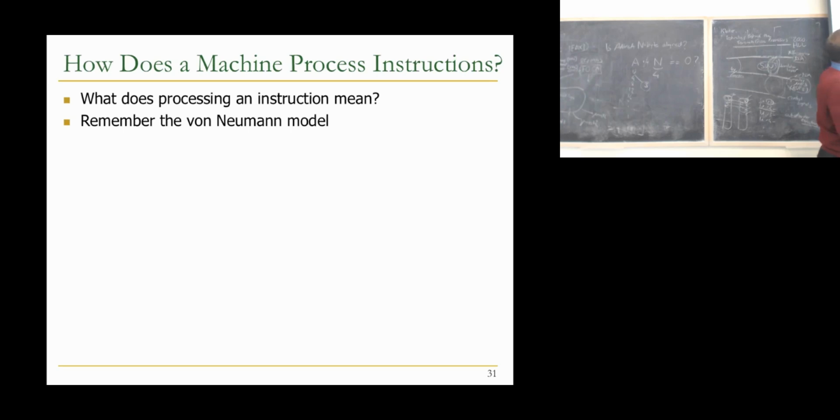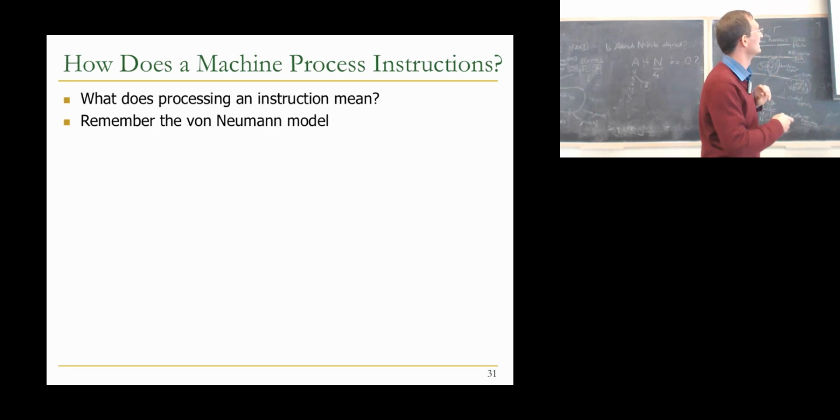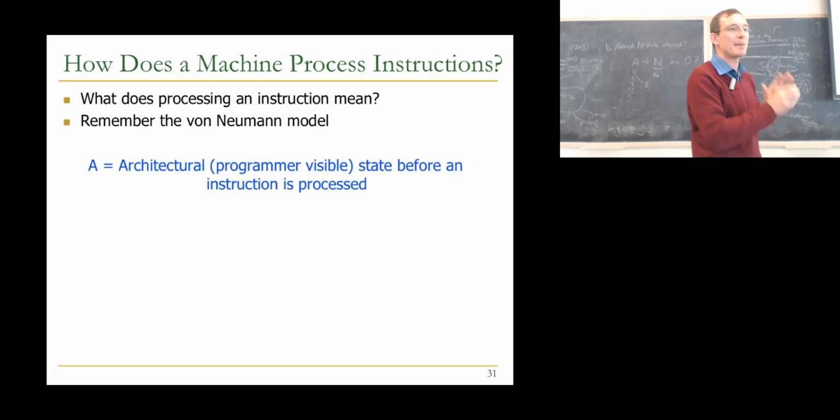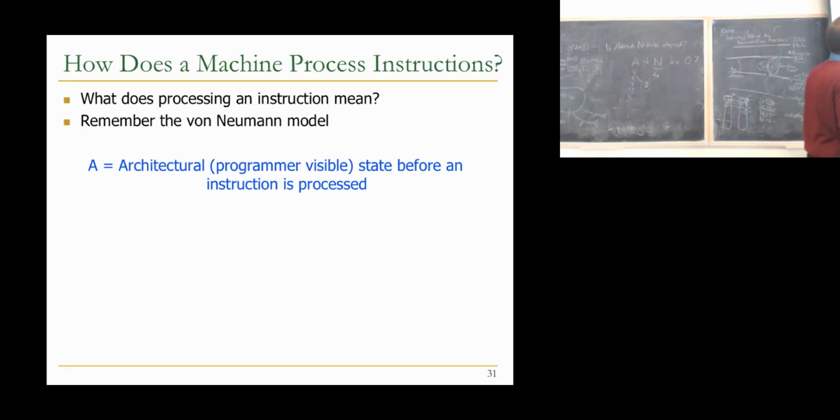I guess the first question is, what does processing an instruction even mean, right? Remember the von Neumann model. Von Neumann model clearly defines what processing an instruction means. Basically, it defines an architectural state before an instruction is processed. Architectural state means programmer visible state. Again, anything that's architectural is visible to the programmer. You process an instruction, and you generate another architectural state, A prime, let's say.